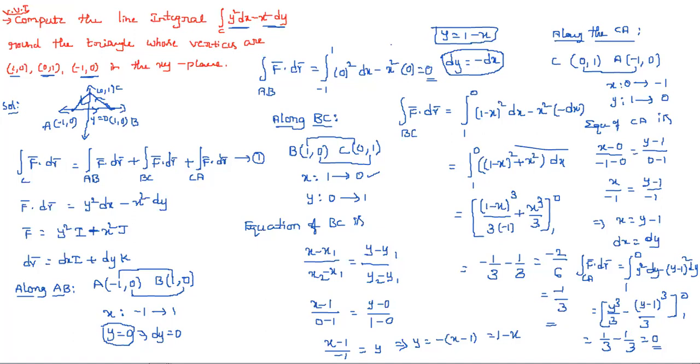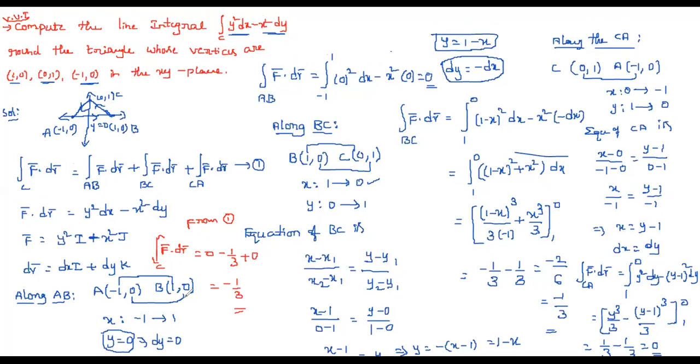So throughout the triangle, from equation 1, the integral of F bar dot dr bar over the curve C is equal to AB plus BC plus CA. Along the line AB, we got 0. Next, the second one, minus 1 by 3. And the third one, we got 0. So this is equal to minus 1 by 3. This type of problem is what they ask to find in Green's theorem.